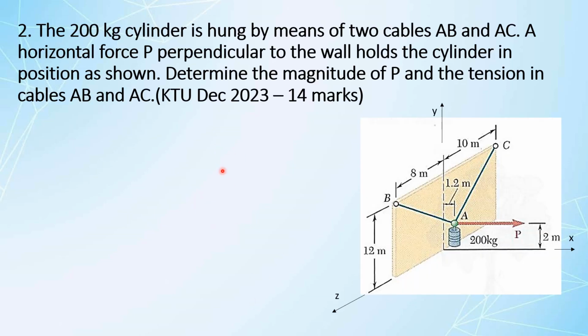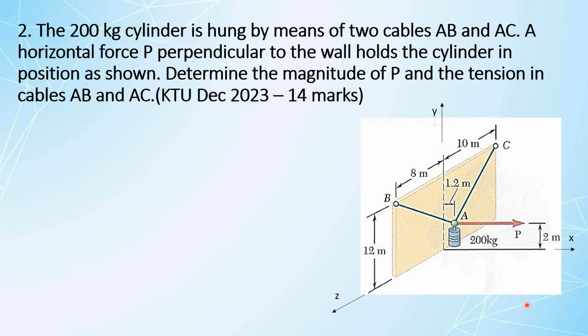So this was a university question. Here the figure is given. We have a 200 kg cylinder. It is hung by means of two cables. Only two cables are there. A horizontal force P, perpendicular to the wall. Here we have a wall and P is perpendicular to the wall. And it holds the cylinder as shown in the figure. We have to determine the magnitude of this horizontal force P and the tension in cables AB and AC. So the question is given. This is the x-axis, this is the z-axis and this is the y-axis.